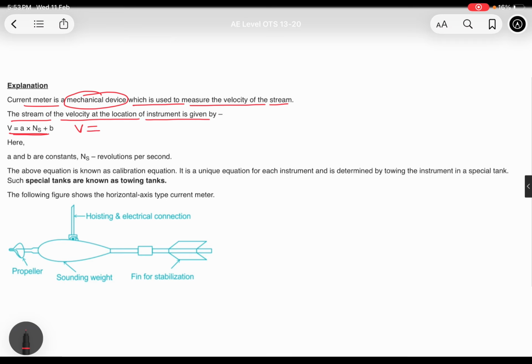V equals a times Ns plus b, where a and b are constants and Ns is the revolutions per second. The above equation is known as the calibration equation. It is a unique equation for each instrument and is determined by towing the instrument in a special tank. Such special tanks are known as towing tanks.